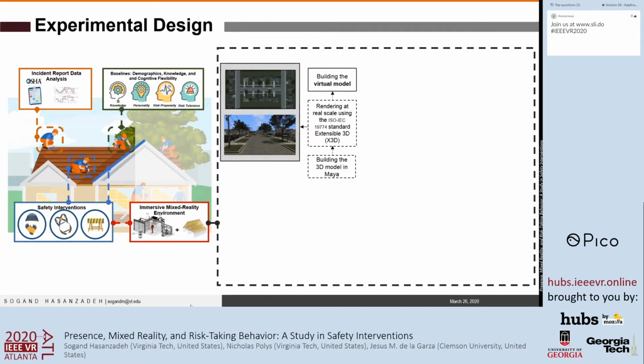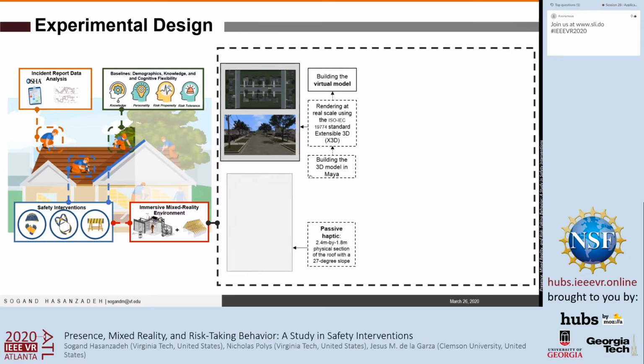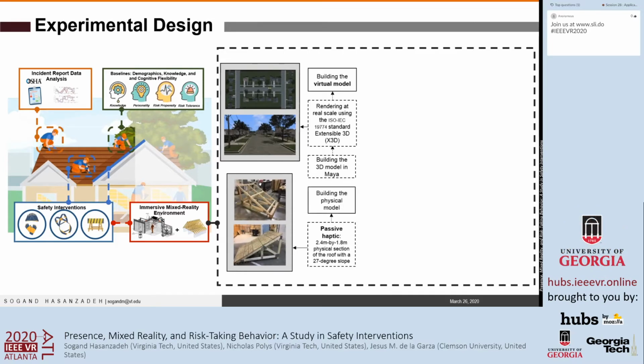But in order to give them the feeling that they are on a roof, we built a physical element, a real prop, the passive haptic, which is a physical section of a roof, 2.4 meters by 1.8 meters with a 27-degree slope, to reproduce the real environment's physical characteristics and also to simulate the touch and force channels. So the participant will go on top of this roof, but the physical section of the roof, the passive haptic, was located on the floor, while what the participants see is that they are two stories high.